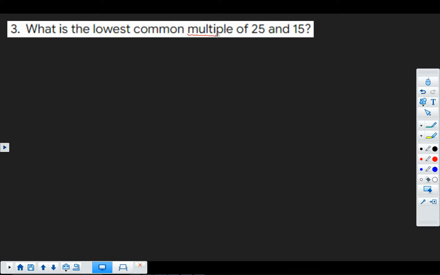Okay, well, multiples, we're not going to be able to answer this if we don't know what a multiple is. Well, our multiples of 25 are when we count in 25s. So that's 25, 50, 75, 100, 125, and so on and so forth. And if we're counting in 15s, then that's 15, 30, 45, 60, 75, 90, numbers like that.